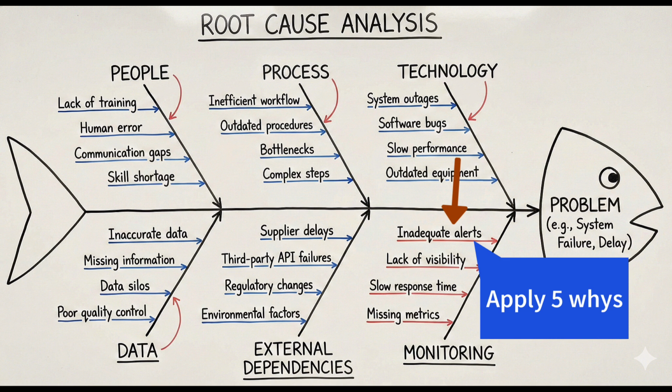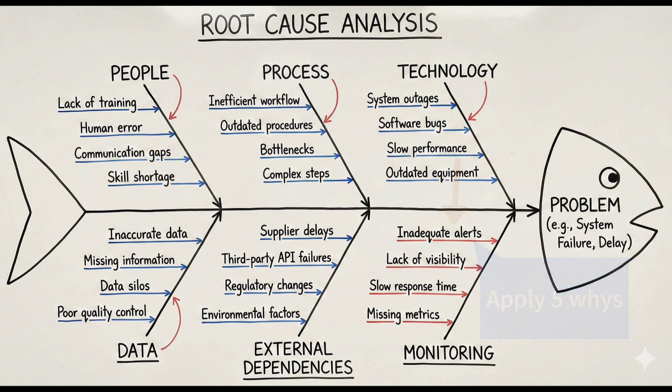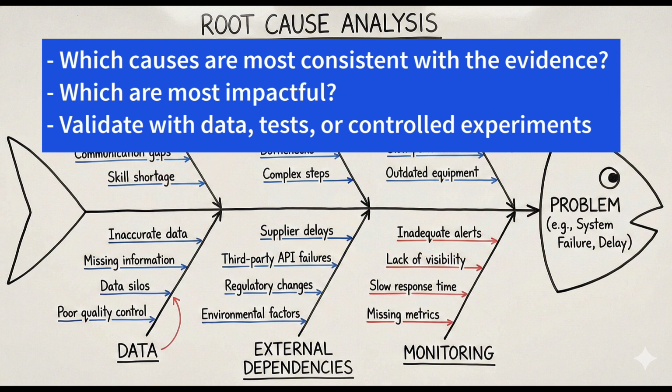Finally, don't stop at brainstorming. Fishbone is a hypothesis map, not proof. You still need to prioritize. Which causes are most consistent with the evidence? Which are most impactful? Then validate with data, tests, or controlled experiments.